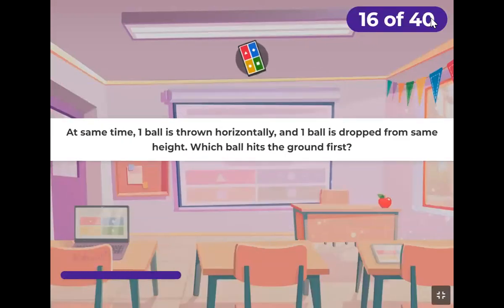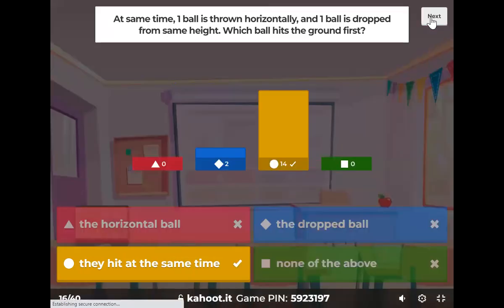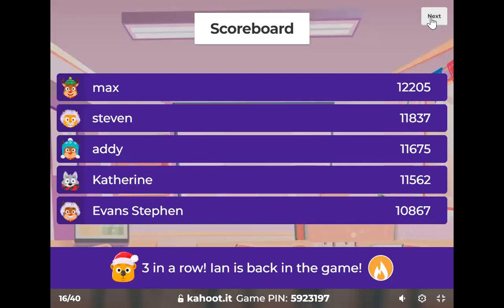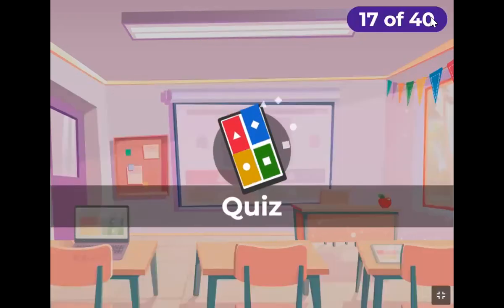At the same time, a ball is thrown horizontally, and another ball is dropped from the same height. Which ball hits the ground first? Yeah, same time. Right. They have the same vertical motion. If you throw a ball horizontally and drop a ball, same vertical motion, they hit the ground at the same time. I could totally see AP asking that question as a conceptual, maybe a multiple choice question.